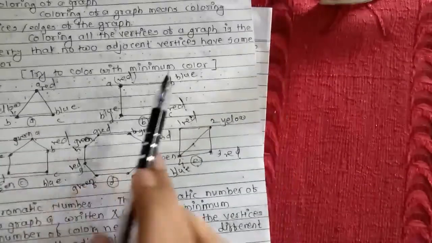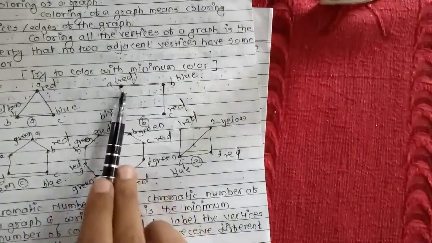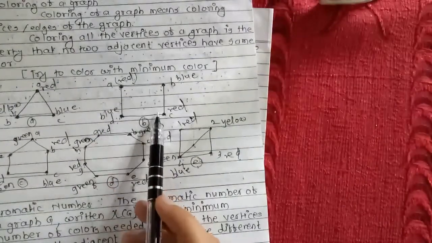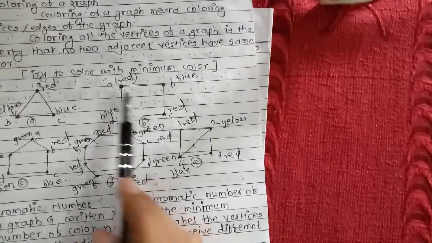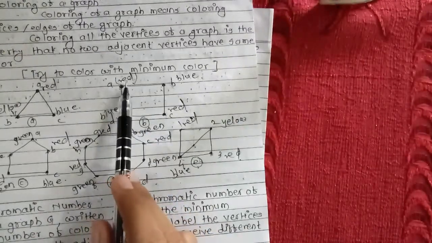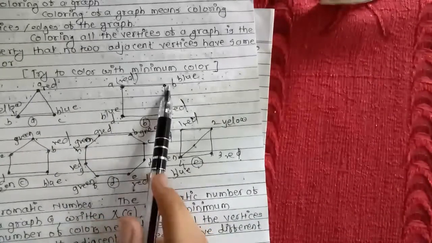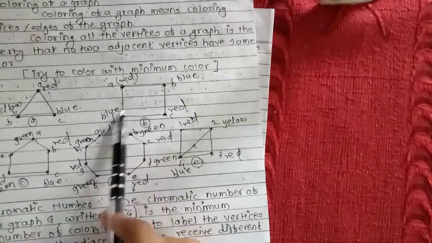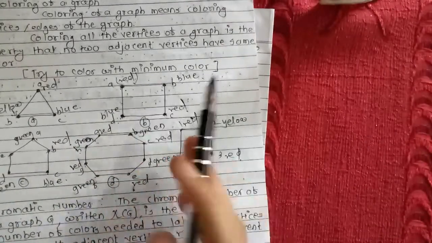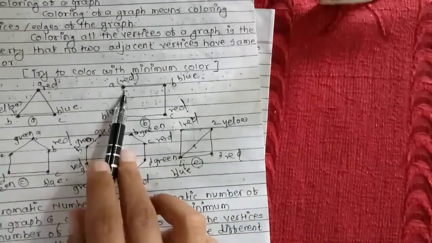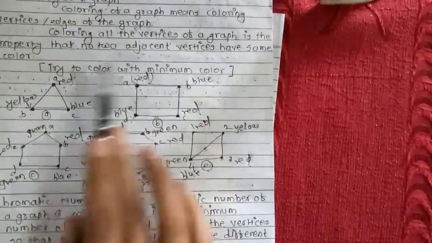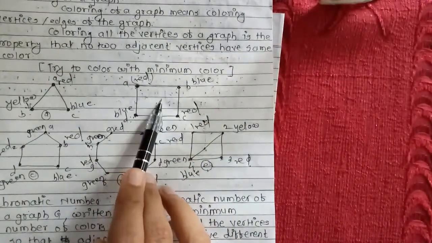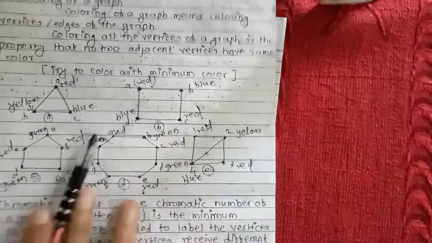Now in this example, we can give 4 different colors, right? But we require the minimum colors to label the vertices. Therefore here we have 2 colors, red and blue, right? We can give red for these 2 vertices and blue for these 2 vertices. You can choose any color, but the condition is that no two adjacent vertices have the same color. Therefore we require for this graph only 2 colors, so the chromatic number of graph B is 2, right?